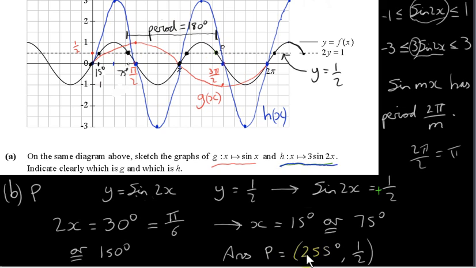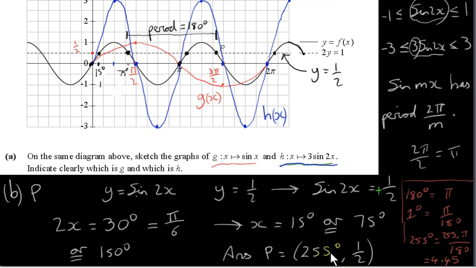If you want to, you can convert this to radians. Just memorize that 180 degrees is pi radians, so 1 degree is pi over 180. So 255 degrees is 255 multiplied by pi over 180. So to two decimal places, you can write 255 degrees as 4.45 radians. This would be a better way of writing it, actually. We don't indicate any units for radians. So point P has coordinates 4.45, 1/2.